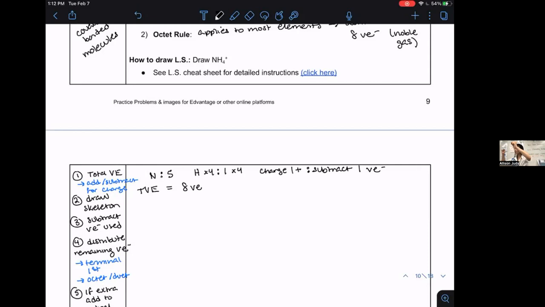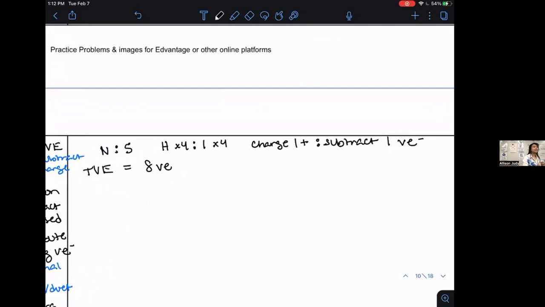Step one, calculate the total amount of valence electrons that the atoms involved in the molecule are bringing. Kind of like a potluck, okay? Everyone know what a potluck is?